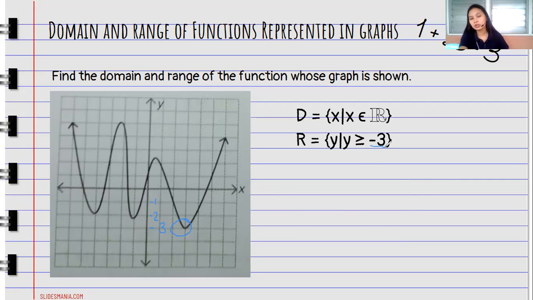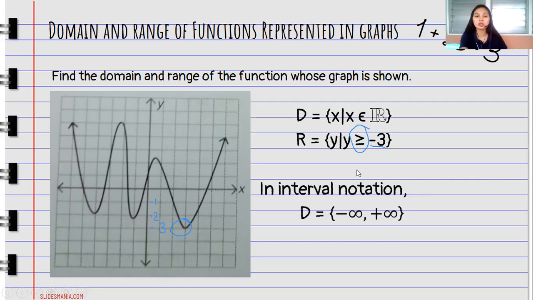And again, since wala naman tayong nakitang gap, di ba? Wala tayong nakitang point na walang shade. It means it is included po in our solution. That's why we have equal po. Okay? And then greater than since it opens upward. Okay? So, if we're going to write this in interval notation po, ito naman, syempre, si domain negative infinity up to the positive infinity. And for our range naman po, -3 up to the positive infinity. Okay? Questions po?